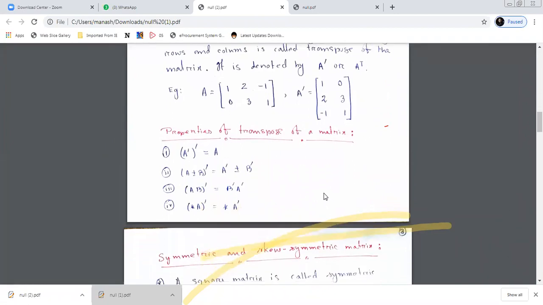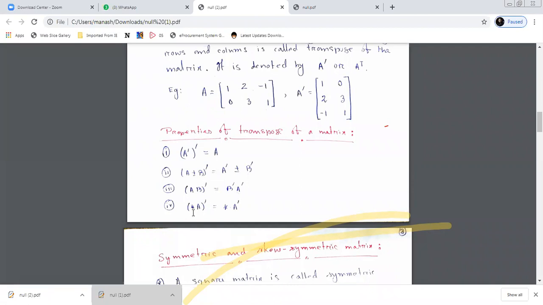Now see the properties of the transpose of a matrix. A dash dash equal to A. That means if you transpose two times, the result will again be the same matrix. Clear? Again, A plus B whole dash or A minus B whole dash equal to what? A dash plus minus B dash. Clear? Now, A B whole dash equal to what? B dash into A dash. You have to interchange this. A into B whole dash equal to B dash into A dash.